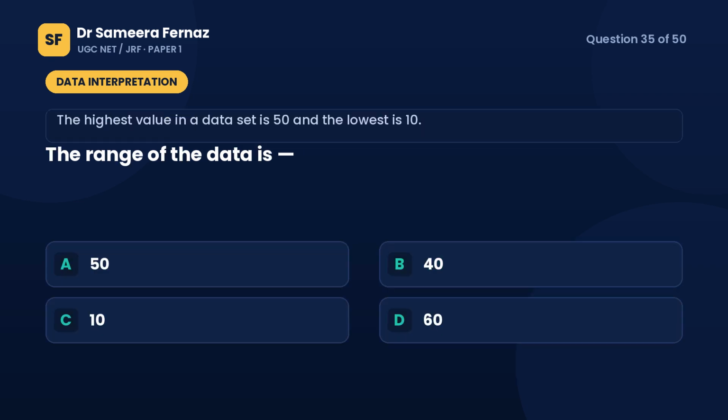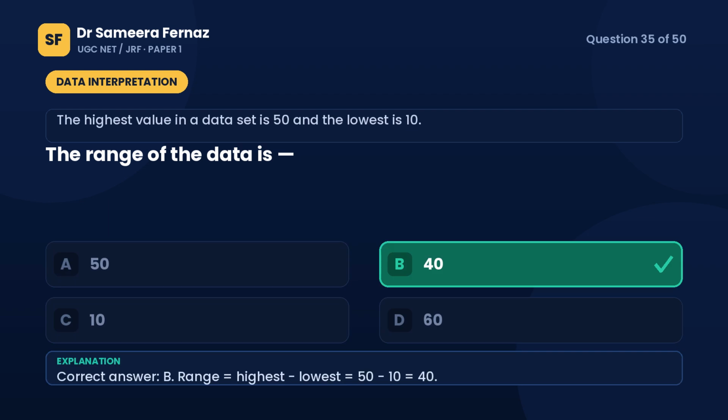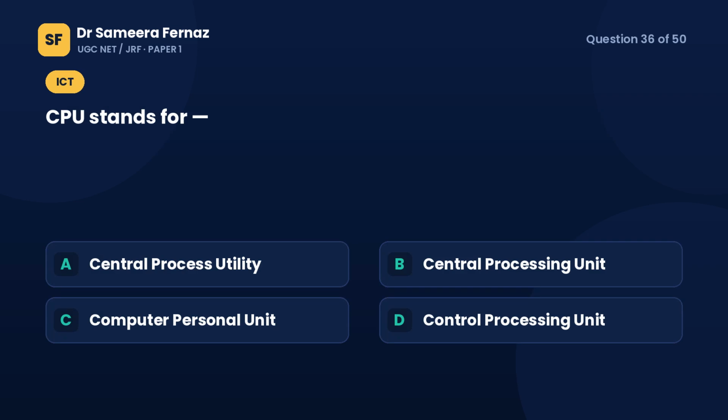Question number 34. Data interpretation. In a pie chart, a slice that is 25% equals how many degrees? So the answer is option A, 90 degrees. A quarter of the full 360.